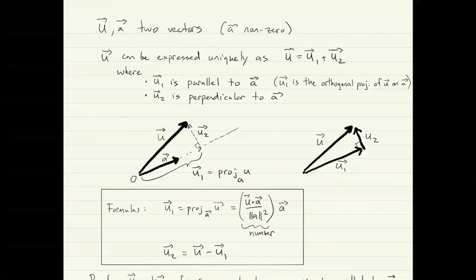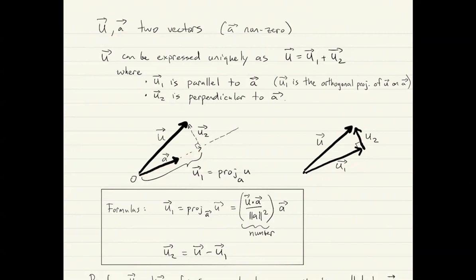Okay, in this video, we're going to explain how to project one vector onto another. So we have two vectors u and a, and we're going to express u as a sum of two vectors u1 and u2. These two vectors u1 and u2 are going to be orthogonal or perpendicular, and the other property they have is this vector u1 is parallel to the given vector a.